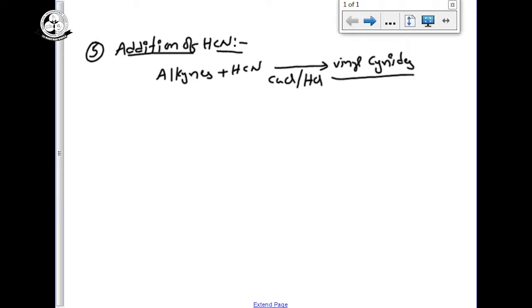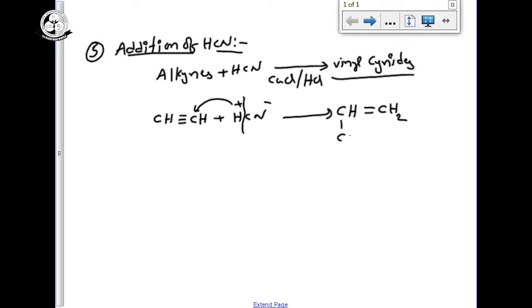So I am taking one alkyne, CH triple bond CH, add HCN. As usual we have to follow the Markovnikov rule or anti-Markovnikov rule. Same as usual, you can follow plus and minus. Plus will be attached to anyone, no problem. Why? Because it's a symmetrical alkyne, no issue. Only for unsymmetrical alkynes there is a problem. CH double bond CH: hydrogen I am adding here, and the remaining cyanide here. This is vinyl cyanide.